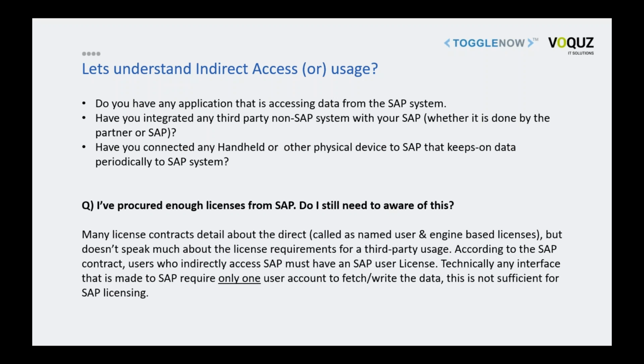If you have any application that is accessing data from SAP, whether it is get data, read data or post data, whether it is a read or write, and you have any third-party legacy system or any application connected to SAP, it is termed indirect access or indirect usage. Or if you have integrated any third-party systems, whether the implementation was done by SAP or any of the system integrators, any third-party integration is also termed indirect access.